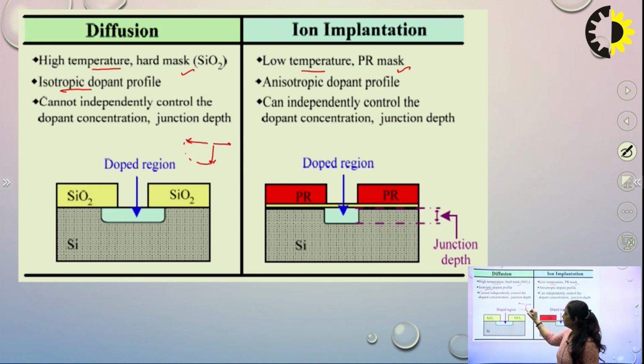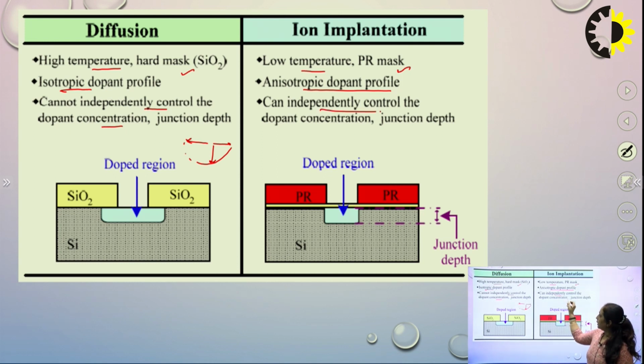So the adding of these impurities is done in all directions, whereas in case of an anisotropic profile, we are going to have the impurities in the vertical direction only. The lateral extensions are less, so that is why ion implantation is more preferred as compared to diffusion. Diffusion cannot independently control the dopant concentration and junction depth. With ion implantation, we can independently control the dopant concentration and junction depth.